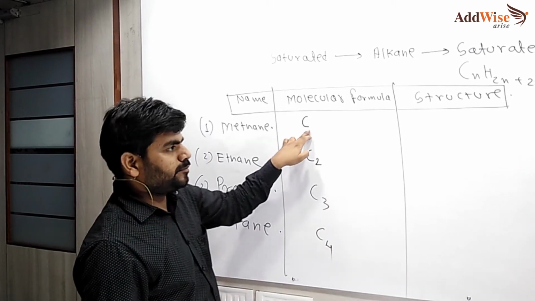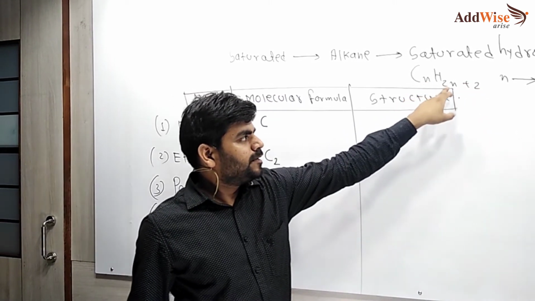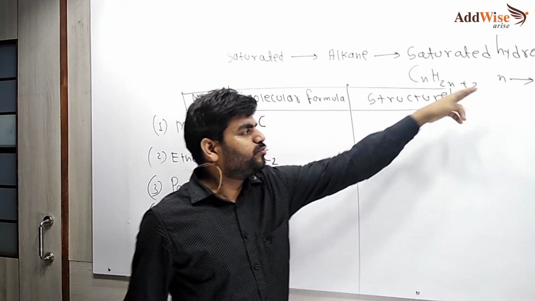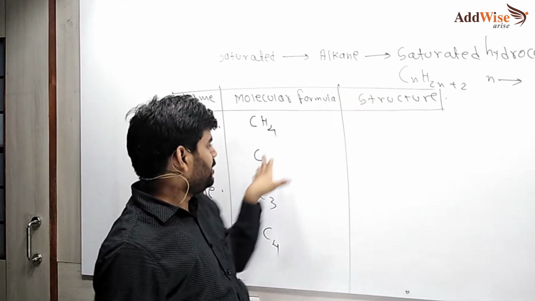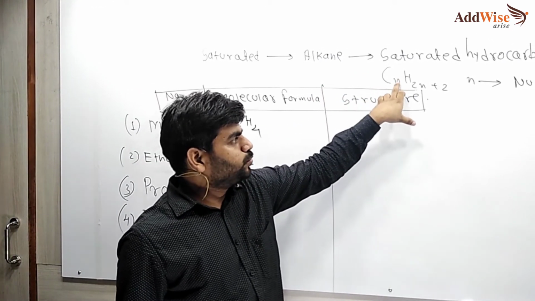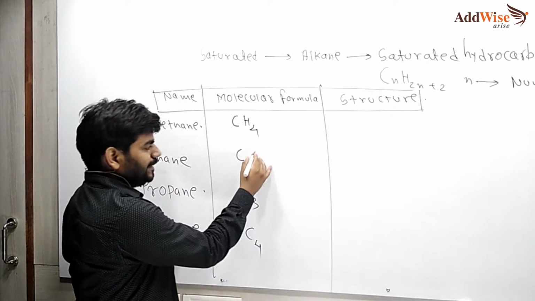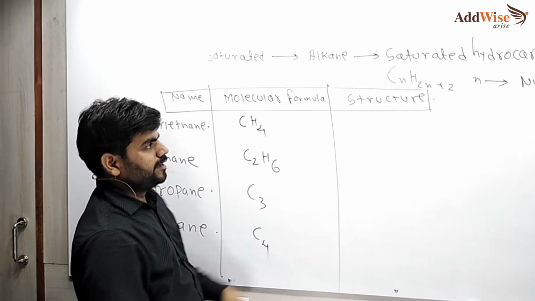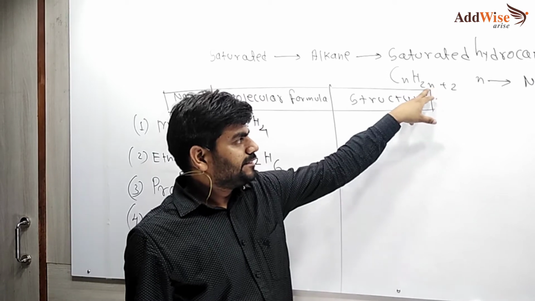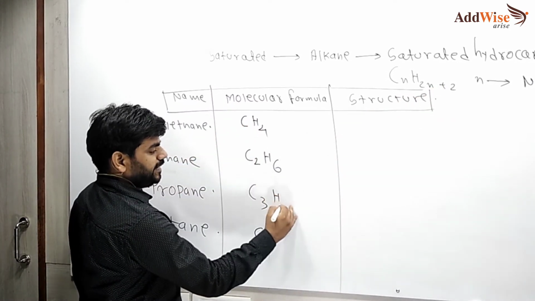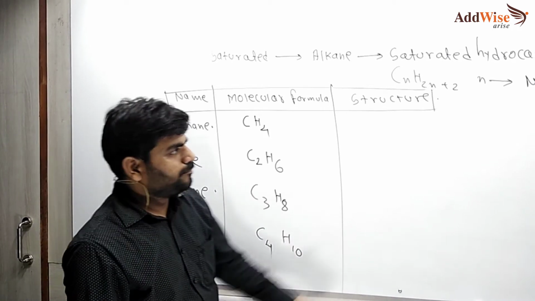If there is only 1 carbon, then how many hydrogen can we add here? According to this formula, if I put 1 here, then 2 into 1 is 2, plus 2 will be 4. So CH4. Similarly, if I put 2 here, then C2, 2 twos are 4 plus 2, it will be 6. So C2H6 होना चाहिए. Similarly, if I put 3 instead of n, then C3, 6 plus 2, it will be 8. C3H8. Similarly, we have to add 2 extra each time.